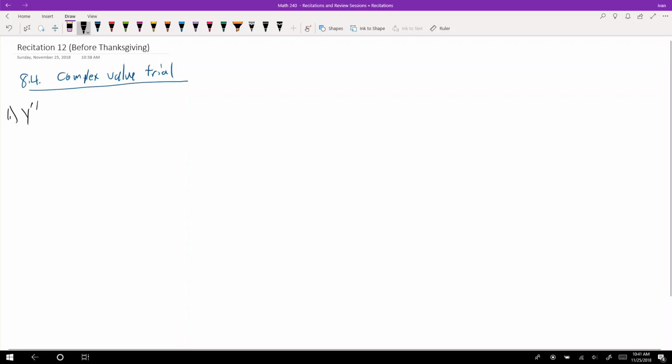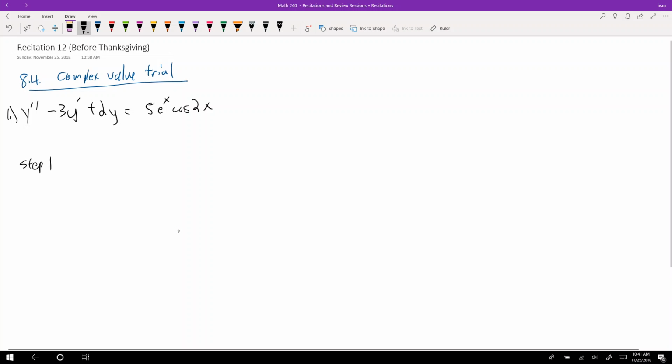So example 1, we have y double prime minus 3y prime plus 2y is equal to 5e to the x cosine 2x. What we can do then is the annihilator method. Actually, before we jump into that, you have some diffie-Q that looks like this.